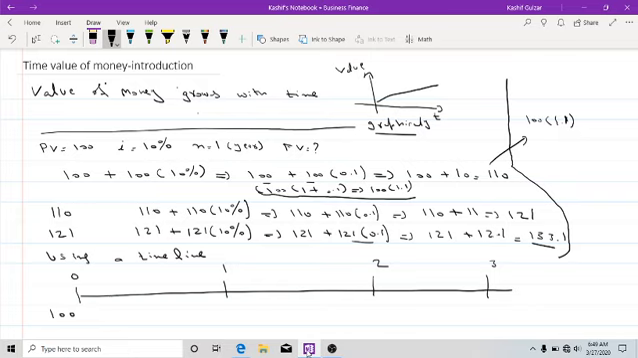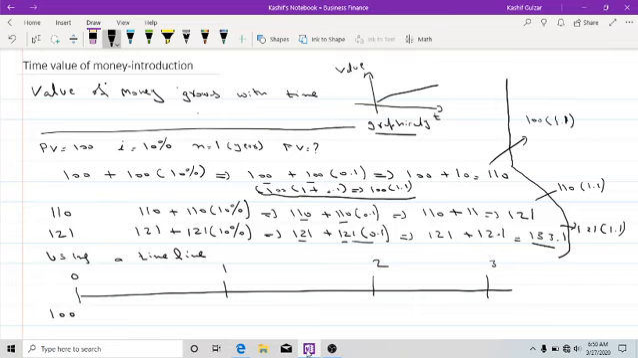In the same way, we can do 110 into 1.1, 121 into 1.1. You can do the math by yourself. You can take the common factor out: 110 into 1 plus 0.1 is equal to 110 into 1.1. So this is a shortcut approach, and we're going to be using this approach. We will not be using the longer kind of calculation.